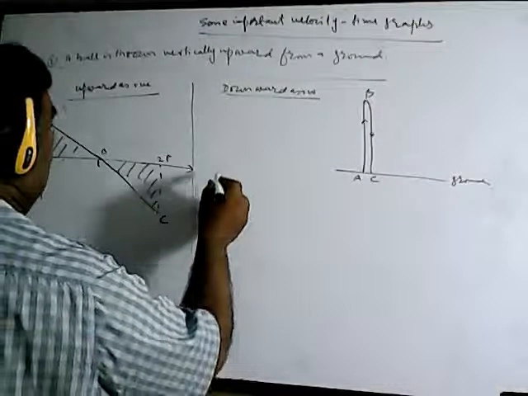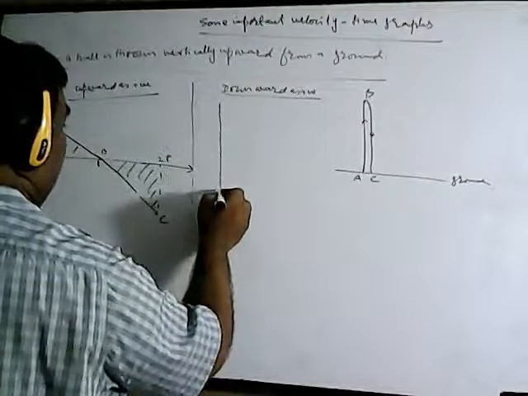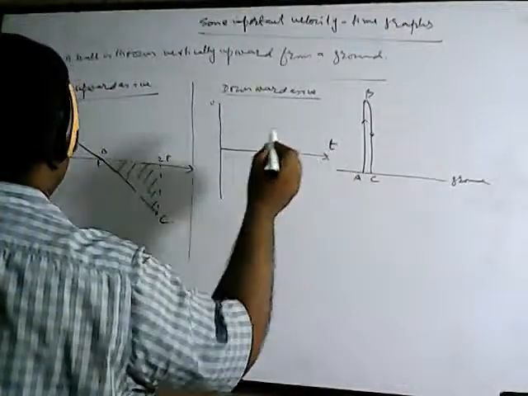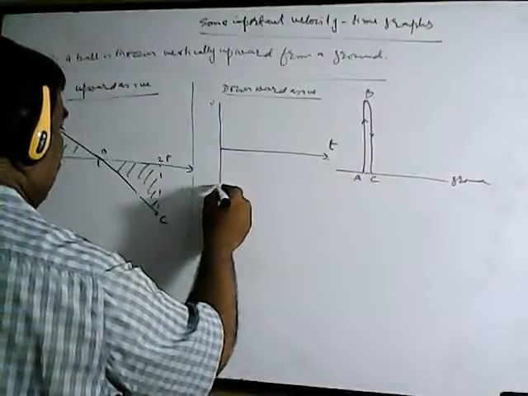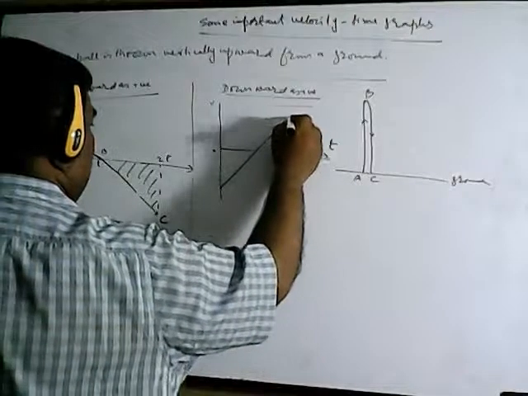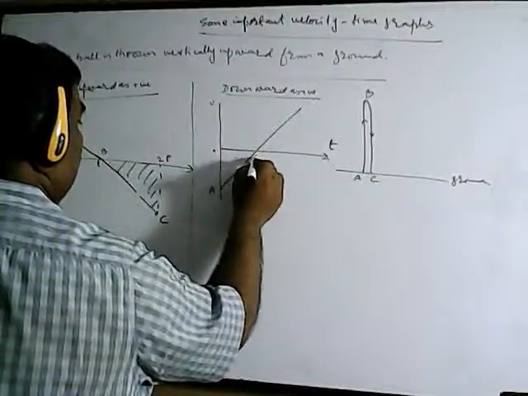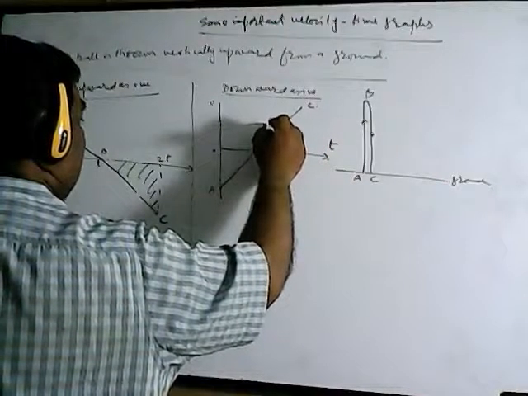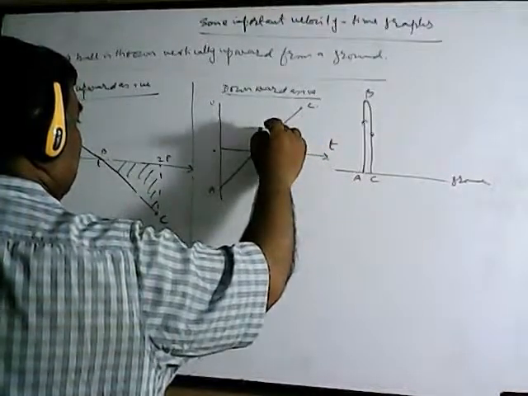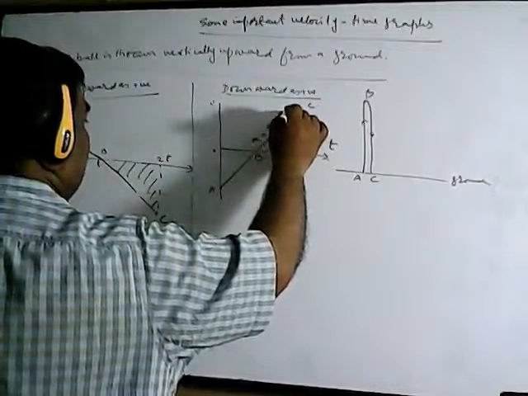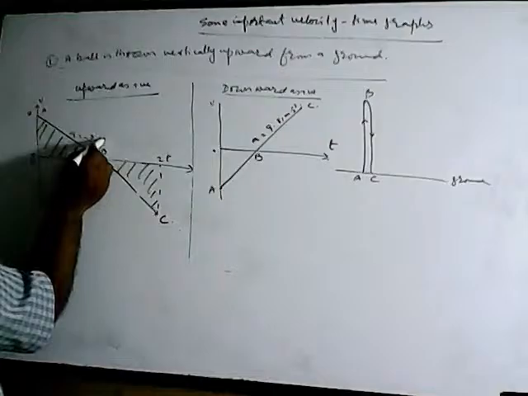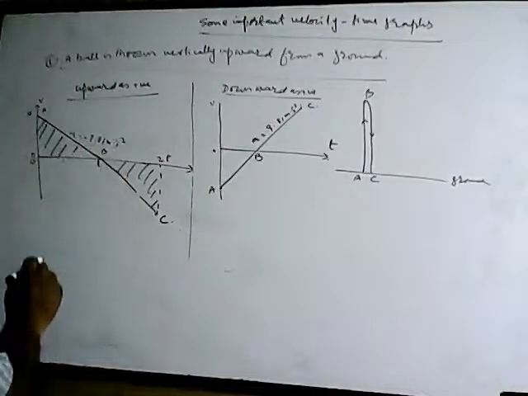If downward is positive, then this is the velocity in set time. If downward is positive, you start from here. It goes here. This is A point, this is B point, and this is C point. For this one, its gradient is 9.81 meters per second square positive. And for this entire line, it's -9.81 meters per second square gradient.